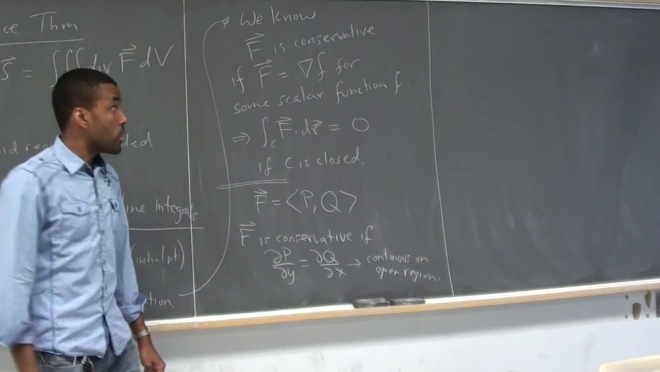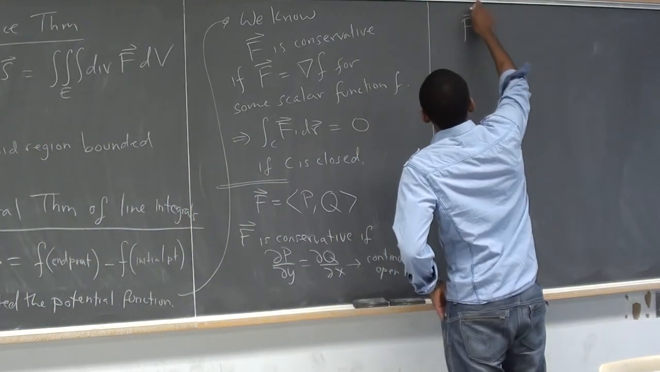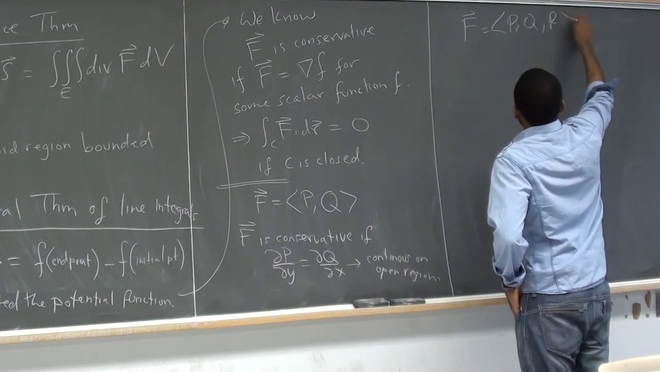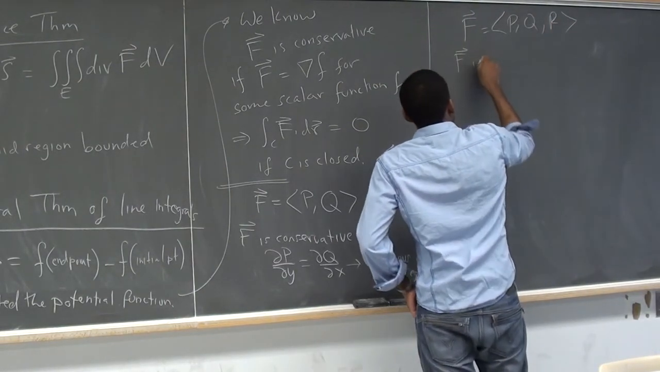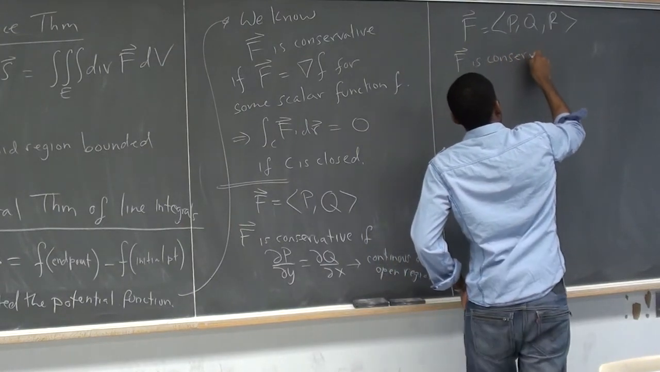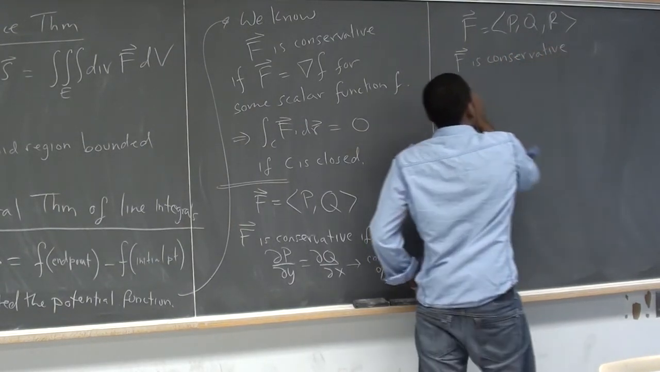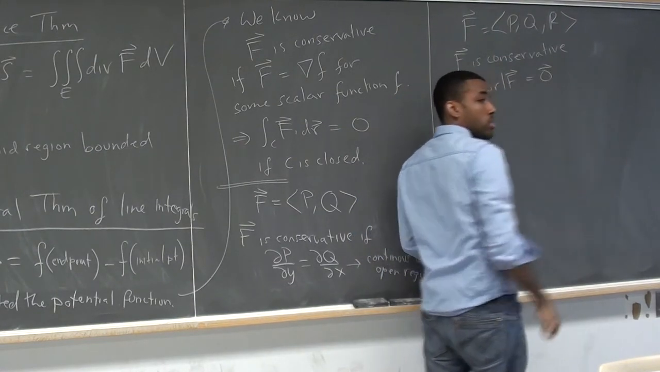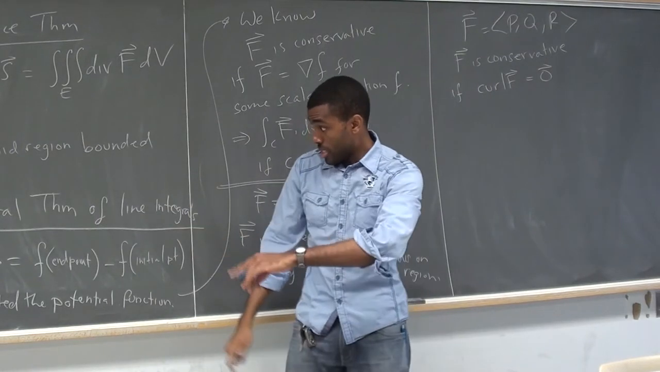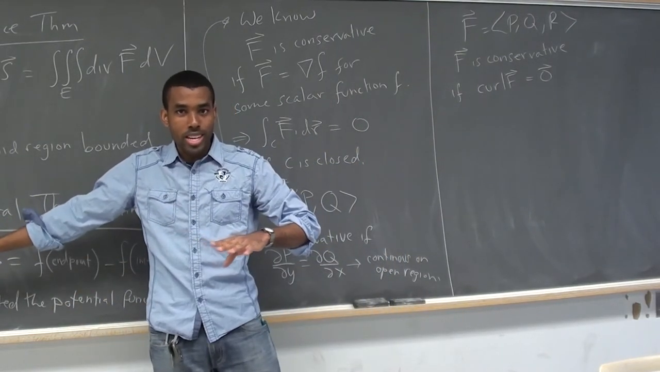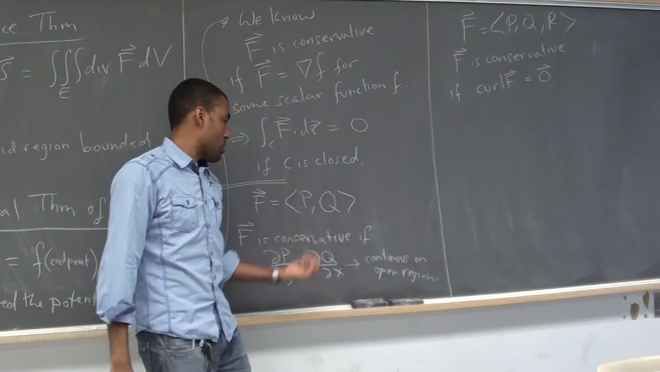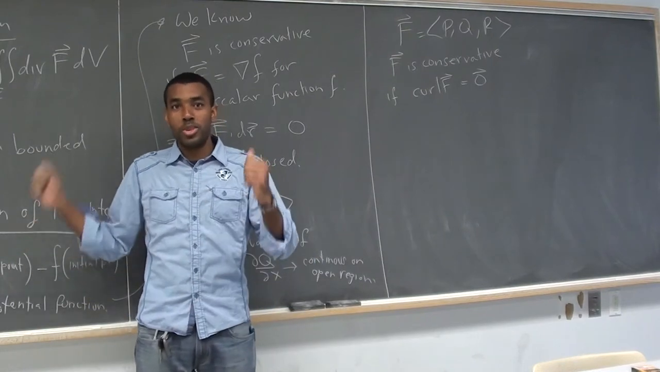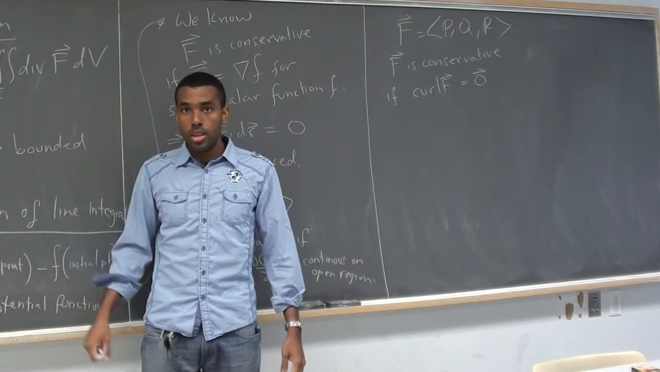your function is conservative. What about if your F has 3 dimensions? You have to do the curl. F is conservative in this case if the curl of F equals 0. So if someone asks you to do some F dot dr integral, and you know that if your function is 2 dimensions, this is true, and if your function is 3 dimensions, that is true, then you can actually skip doing the line integral and just find the potential function and do it that way.